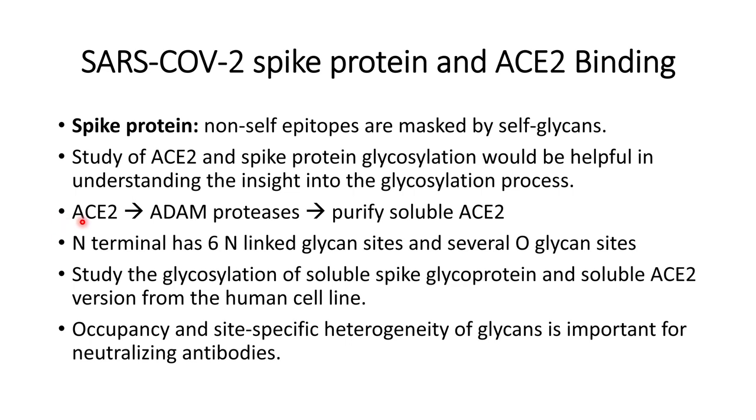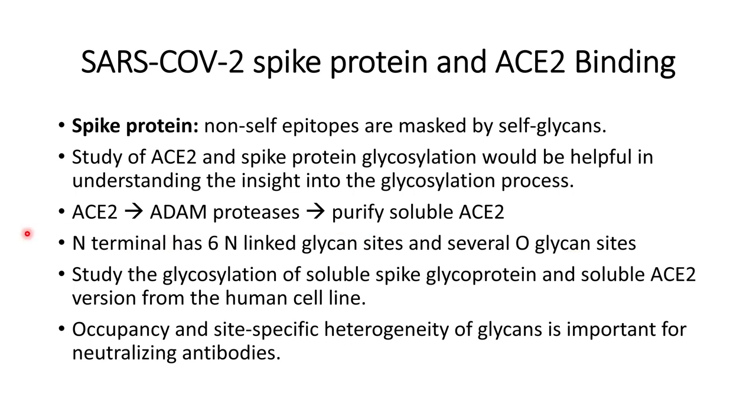So what people have done is that they have separated the soluble part of ACE2 with the help of ADAM proteases, and then purified the soluble part that is separated from the plasma membrane of the human cells. And in this soluble ACE2, they have found that it has 6 N-linked glycan sites and several O-glycan sites.